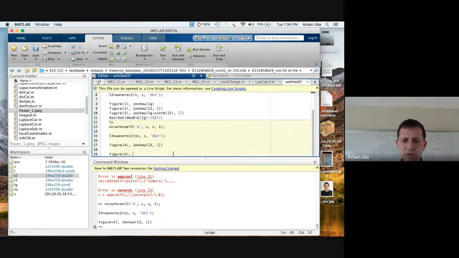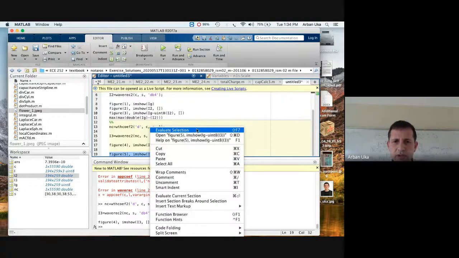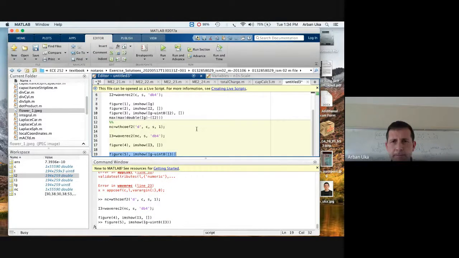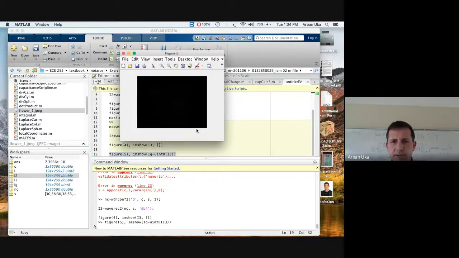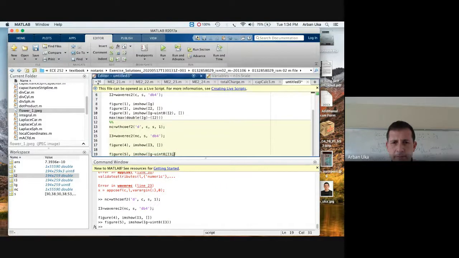So we got the same image again, but let's see how much different this image is. Figure 5, we can say imshow of the difference between IG, the initial original image, minus unsigned integer 8 of I3. Now I3 we know what it is. It's the original image, and we have made 0 just one set of coefficients. And this is equal to this. Let's hope everything looks good. I3, evaluate selection. Figure 5, we don't see much. Let's see if we have any.